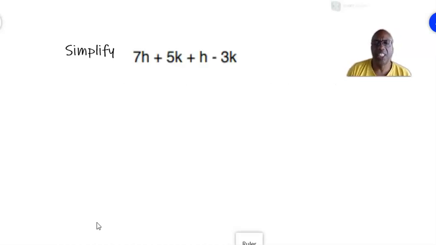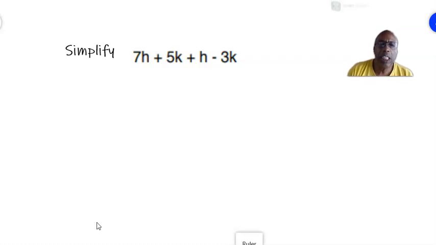Look at this algebraic expression. You have to simplify 7h plus 5k plus h minus 3k. Now, first you note the terms. You have terms with h, you have 7h and plus h, and you have terms with k, 5k and minus 3k. When you simplify expressions, you can only add like terms with the same symbol.